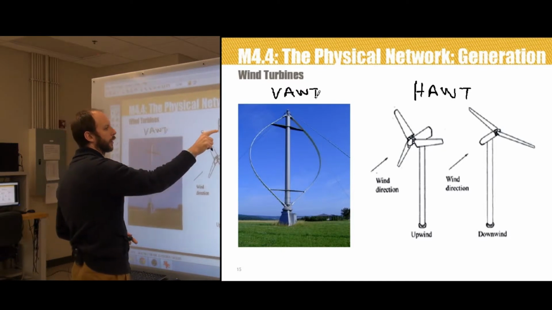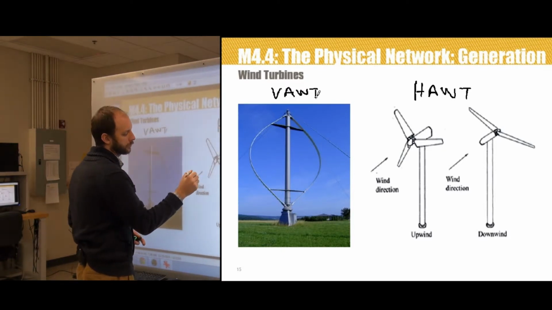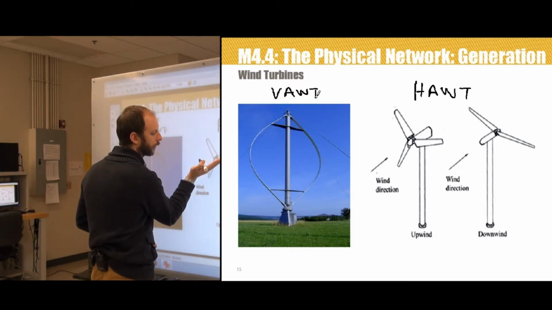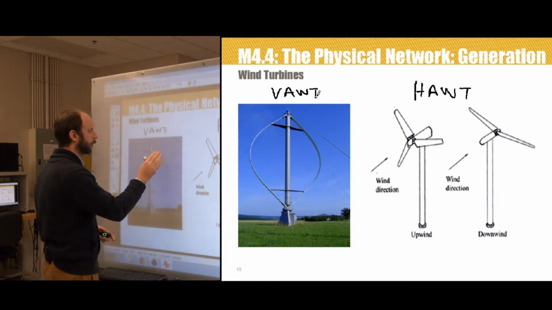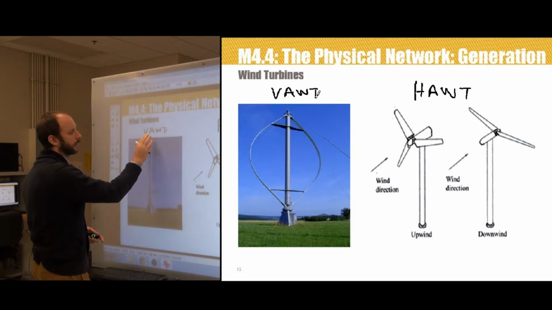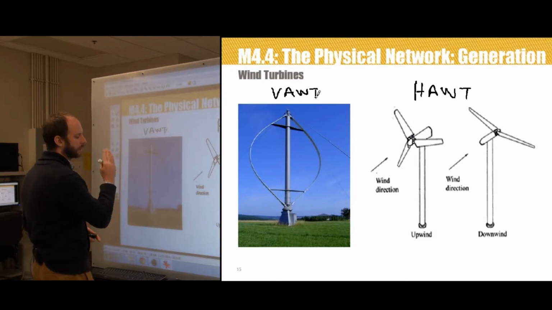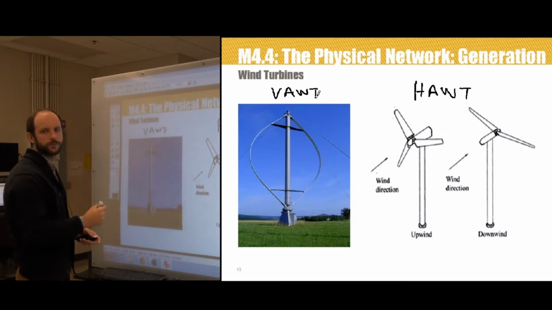V-A-W-T. Horizontal axis wind turbine, that means the rotation is along the horizontal axis of the turbine. And VAWT is a vertical axis wind turbine, meaning the axis of rotation that the wind causes rotation about is along the vertical direction, right?